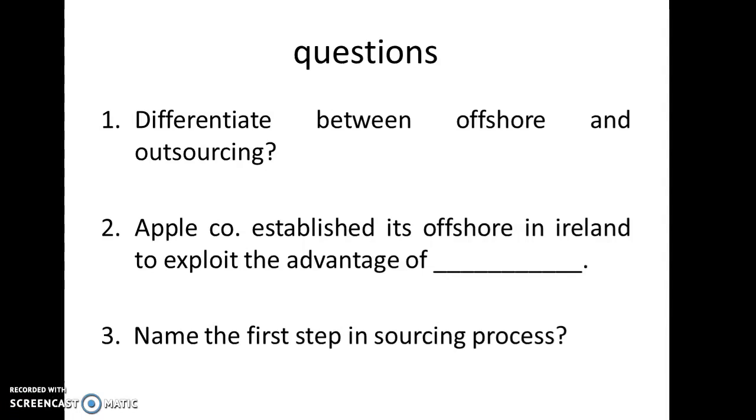That is outsourcing. The second question is: Apple company established its offshore in Ireland to exploit the advantage of what? What is the advantage in Ireland? That is lower tax in that particular country. The third one is: name the first step in the sourcing process. The first step in the sourcing process is supplier scoring and assessment.